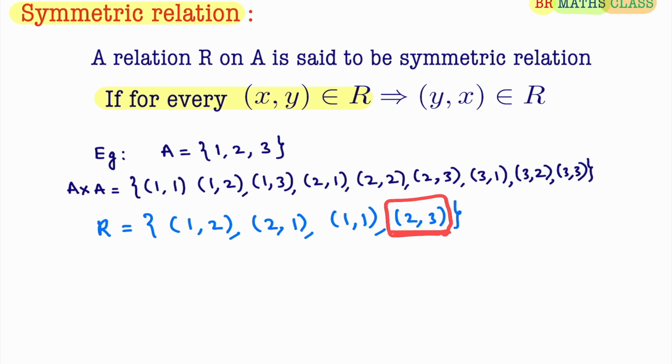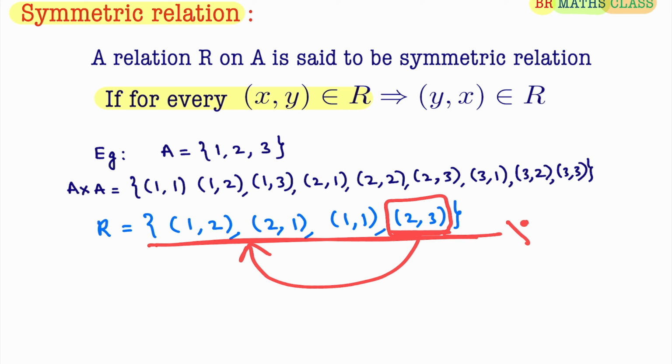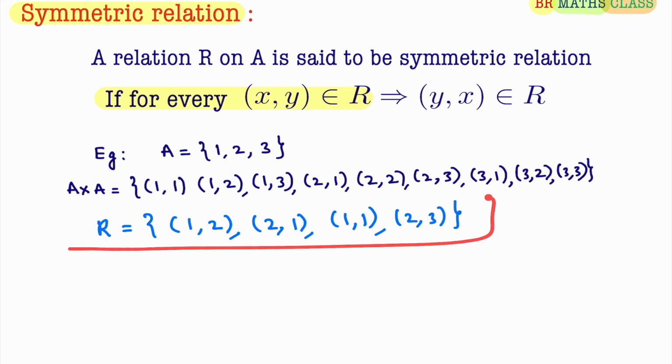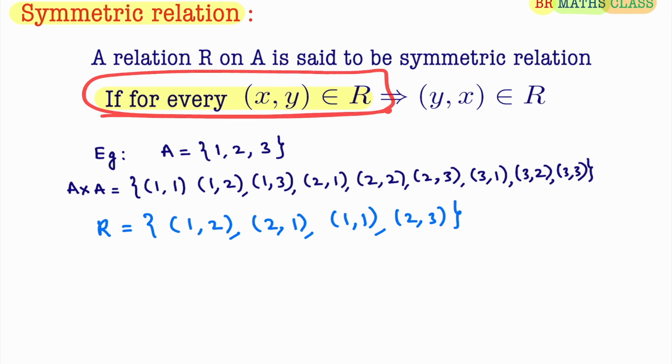For (2, 3), (3, 2) is present in this relation. (3, 2) is not there in this. So this relation is not symmetric. When it is symmetric, for every ordered pair (x, y) in the relation, (y, x) also must be present in this relation. Then only we say that this relation is a symmetric relation.